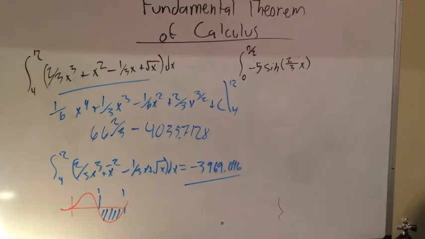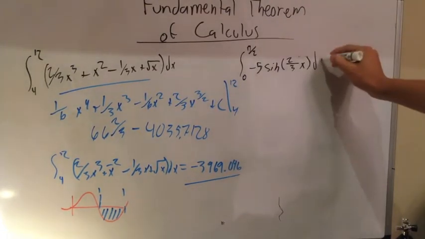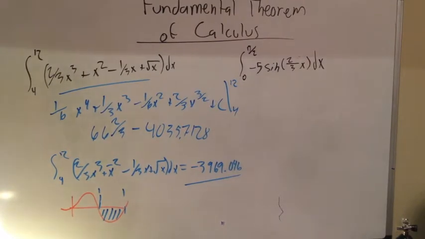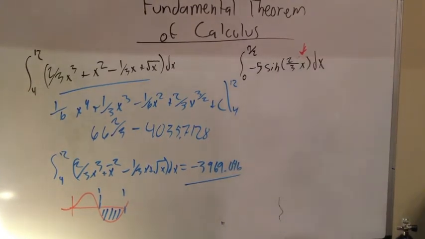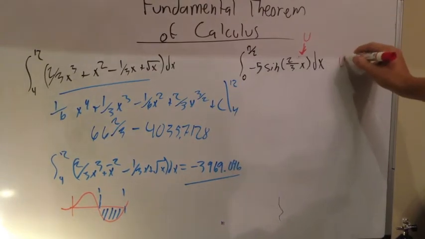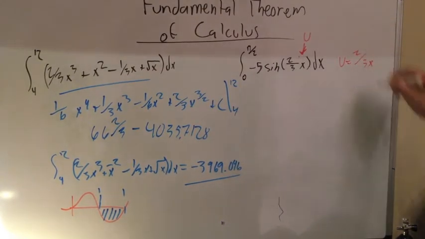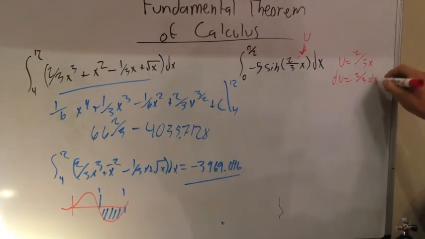Now we can try another example. This one is the definite integral of negative 5 sine of 2/3 x evaluated from 0 to pi halves. This one is a bit trickier because you have an inside function, this one. So what you need to do is substitute it for a variable, for example u. You get that u equals 2/3 x, and if you differentiate, you get that du equals 2/3 dx.